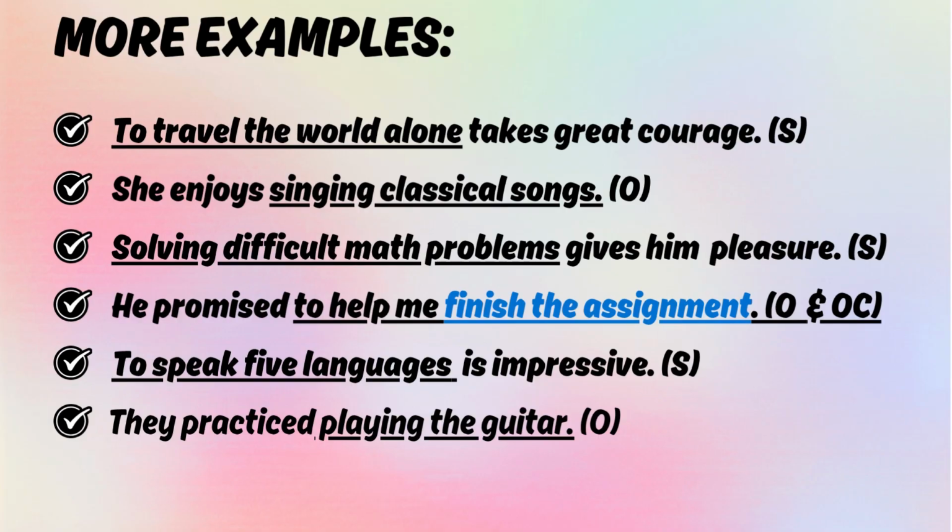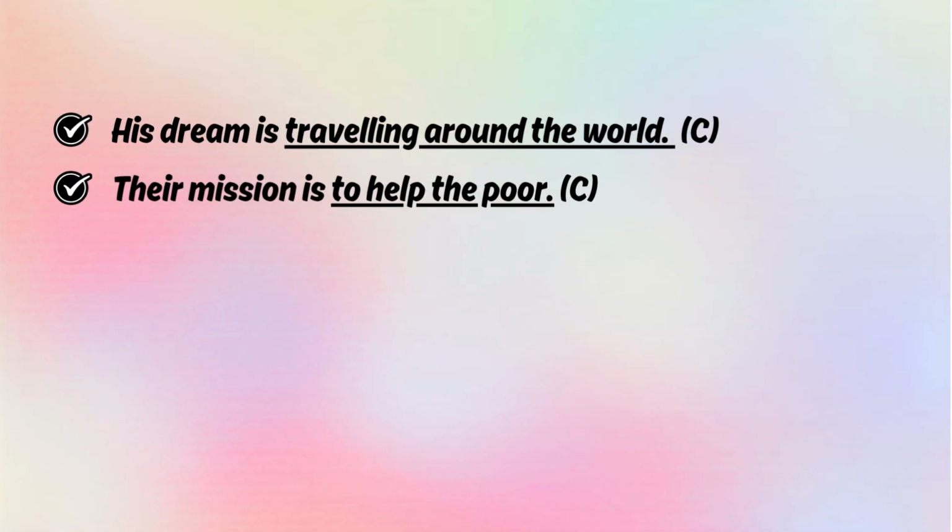She enjoys singing classical songs. Here the gerund phrase, singing classical songs, is the object of the verb enjoys. His dream is traveling around the world. Now that's a complement, giving us more information about what his dream really is. So the lesson here: don't be scared of long noun phrases. They are still the same. We just need to look a little closer.